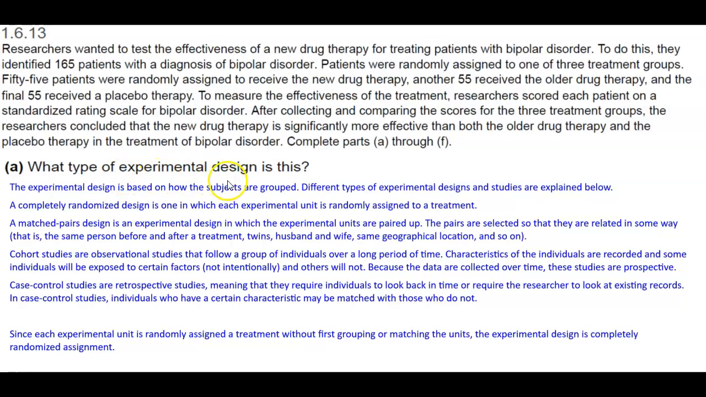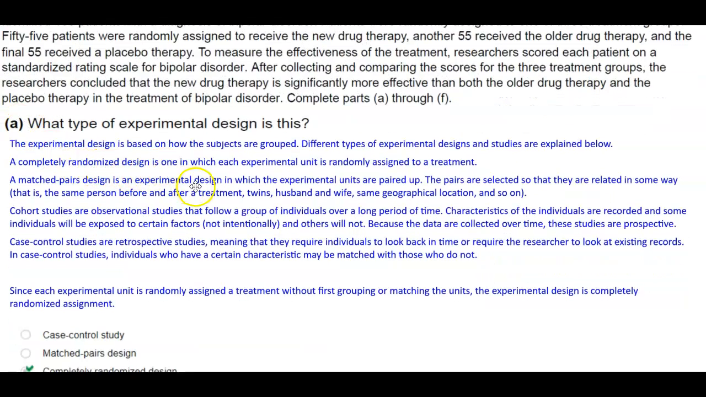What type of experimental design is this? Well, the experimental design is based on how the subjects are grouped. Different types of experimental designs and studies are explained below. A completely randomized design is one in which each experimental unit is randomly assigned to a treatment. A matched pairs design is an experimental design in which the experimental units are paired up. The pairs are selected so that they are related in some way, that is, the same person before and after a treatment, twins, husband and wife, same geographical location, and so on.